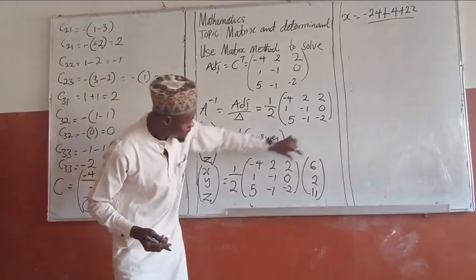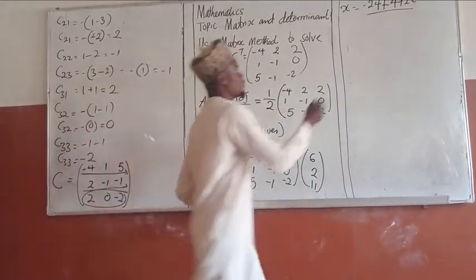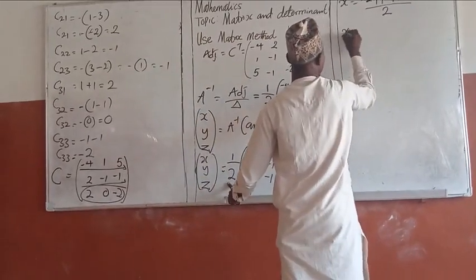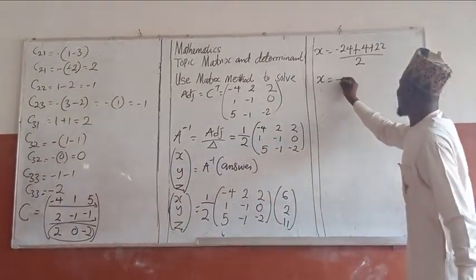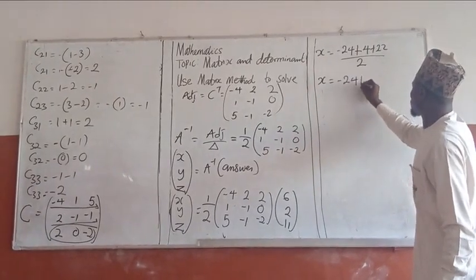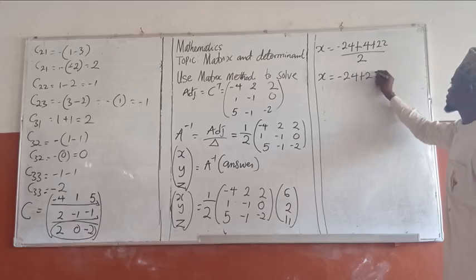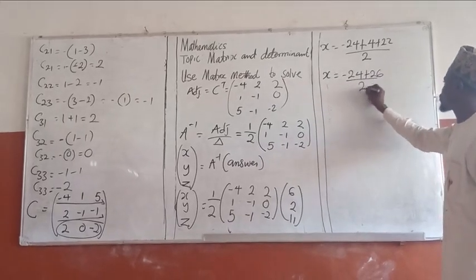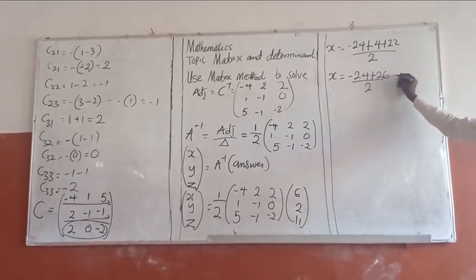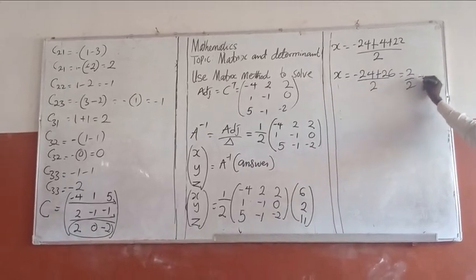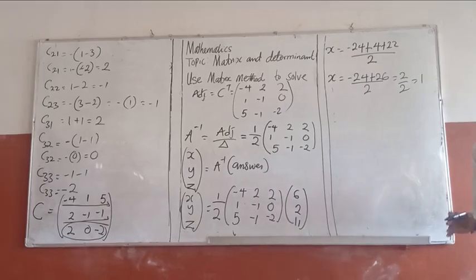We have X equal to -24 plus 4 plus 22, which is 2, all over 2, which is equal to 1. Which means X equals 1.